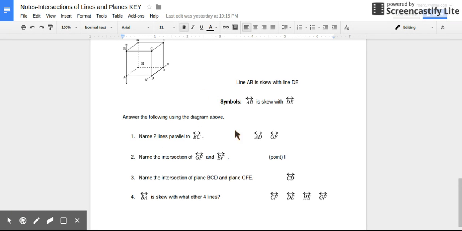So there was an introduction to intersections of lines and planes, and a little bit about what happens when they don't intersect.